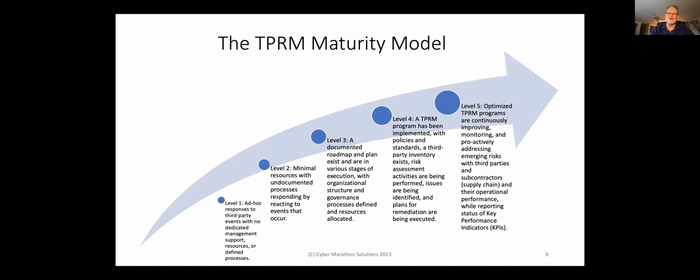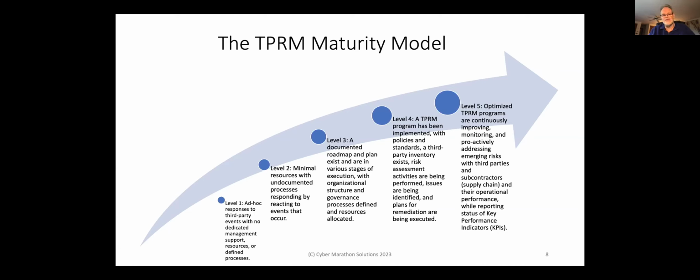The TPRM maturity model. This is just one of many models that exist in the space, but it conveys the critical points. So, 5 stages. At level 1, your third-party risk management process is very ad hoc in nature, and you may not have the proper resources. You don't have documented procedures. You don't know what your third-party inventory is, and you're trying to figure out how to get started. From a TPRM perspective, that's where many people start out, but the risks that exist are pretty significant.